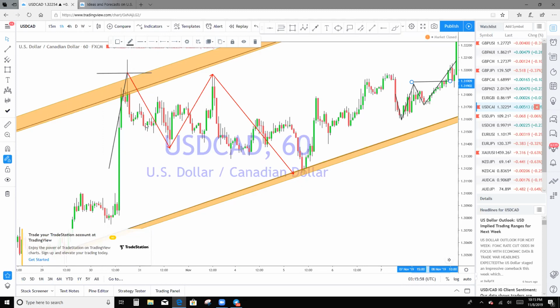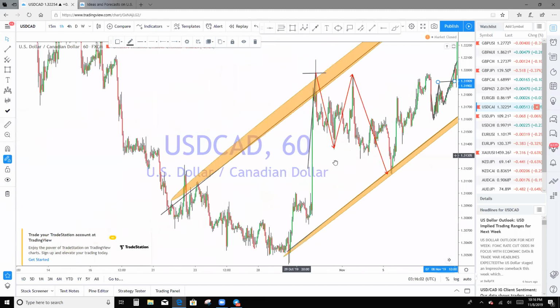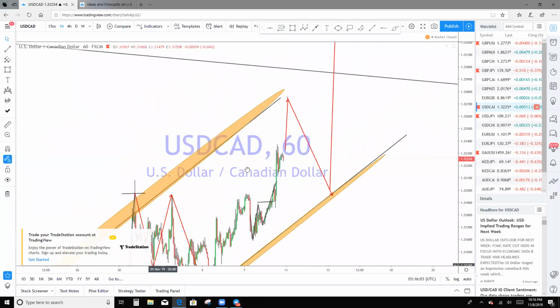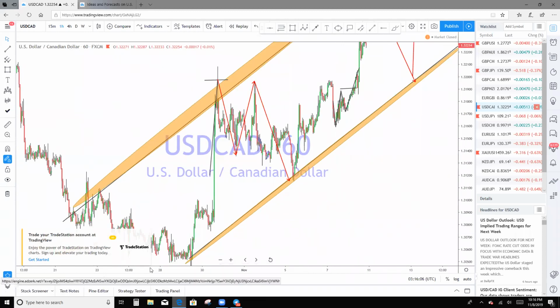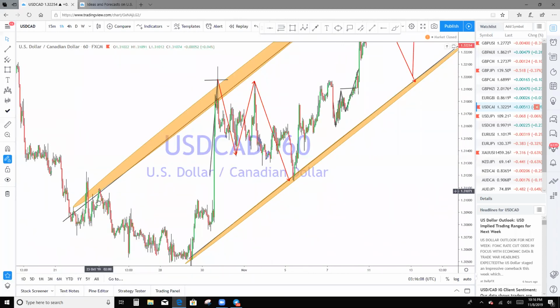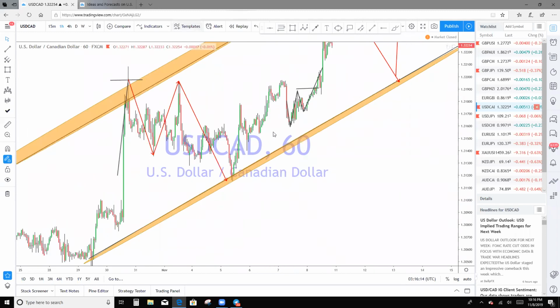Forex is really easy. I don't know how to explain it any easier than boxing price in, and you're buying when you see it at a spot where it bought last time, and you sell when you see it at a spot where it sold the last time. It can't get any easier than that.